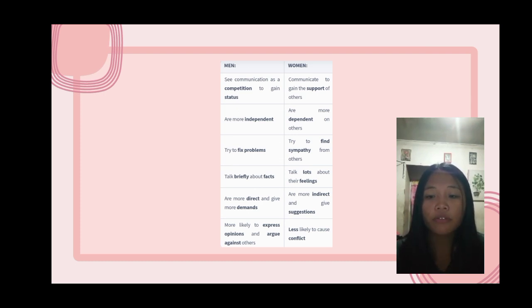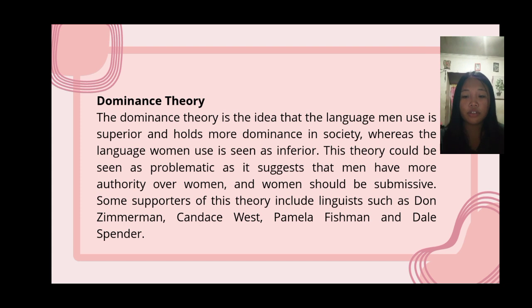Men talk briefly about facts, and women talk lots about their feelings. And then men are more direct and give demands, while women are more indirect and give suggestions. And then men are more likely to express opinions and argue against others, while women are less likely to cause conflict. Next theory is dominance theory.